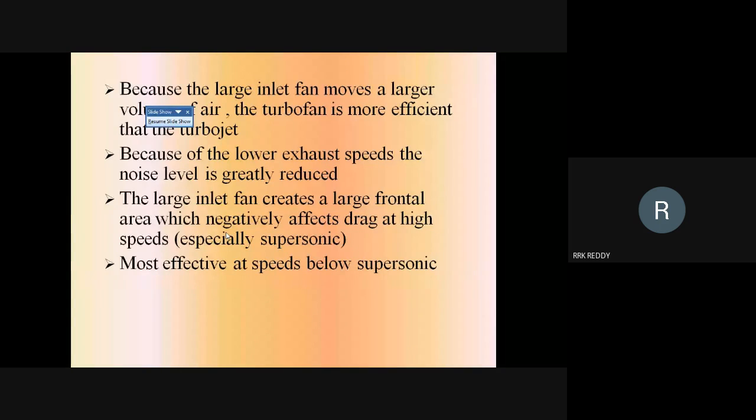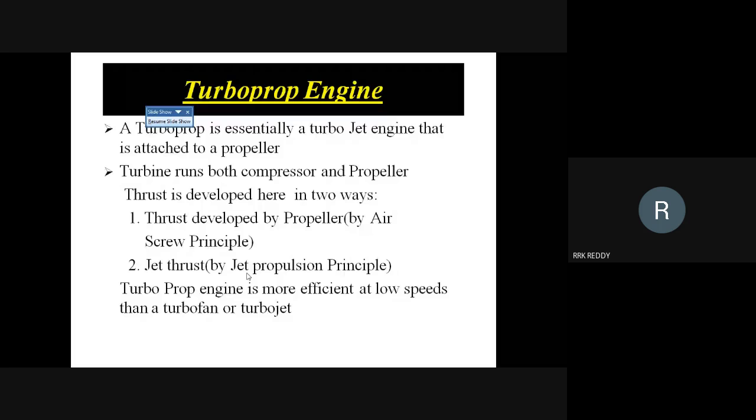So in this turbofan engine, there is a disadvantage. The fan occupies a large volume, a large frontal area. That is one disadvantage with the turbofan engine. It is most effective at speeds below supersonic speeds, that means below the speed of sound, that is 1200 kilometers per hour. Below that speed, these are the most efficient engines.